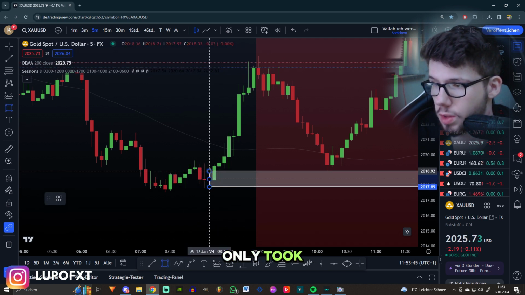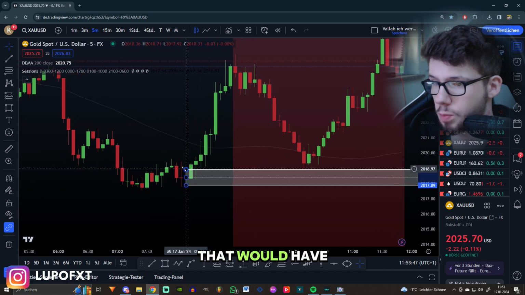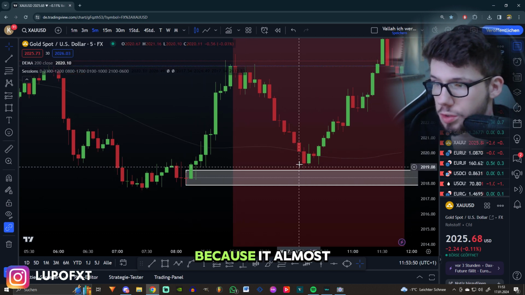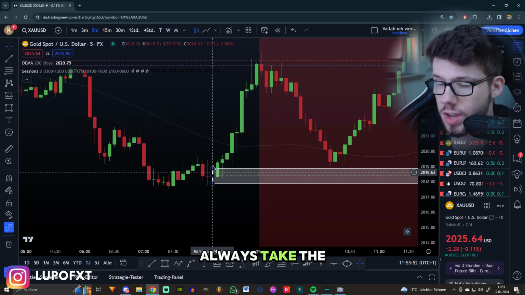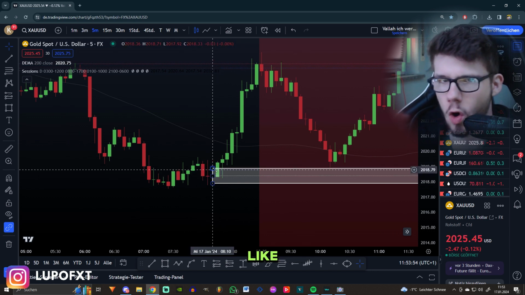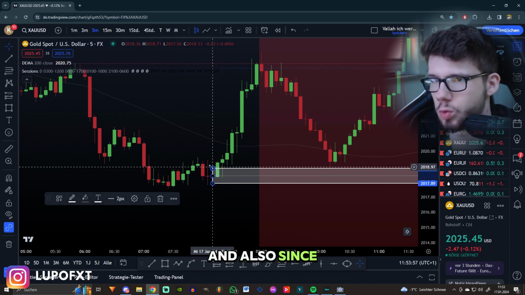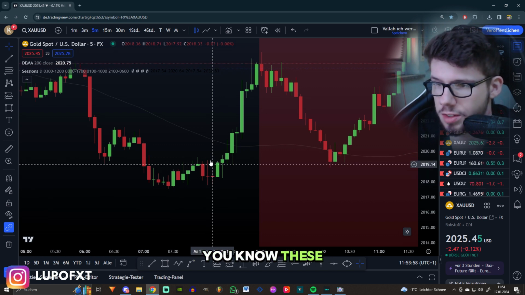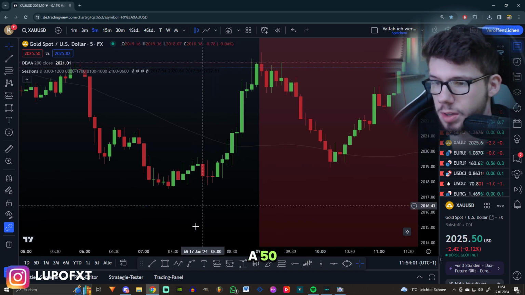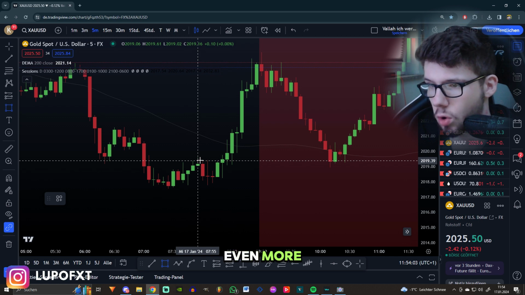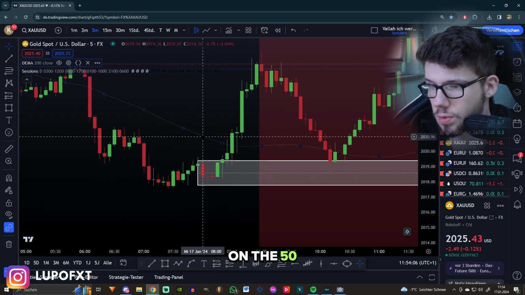Now, if we only took the last candle, that would have been enough, right? Almost, because it almost touched. But that's why I'm saying always take the other candles into consideration if they're almost the same size. And also, since we are on the 15-minute time frame, these 3 candles actually make a 15-minute candle. So we have even more confluence that this will be a demand zone on the 15-minute time frame.